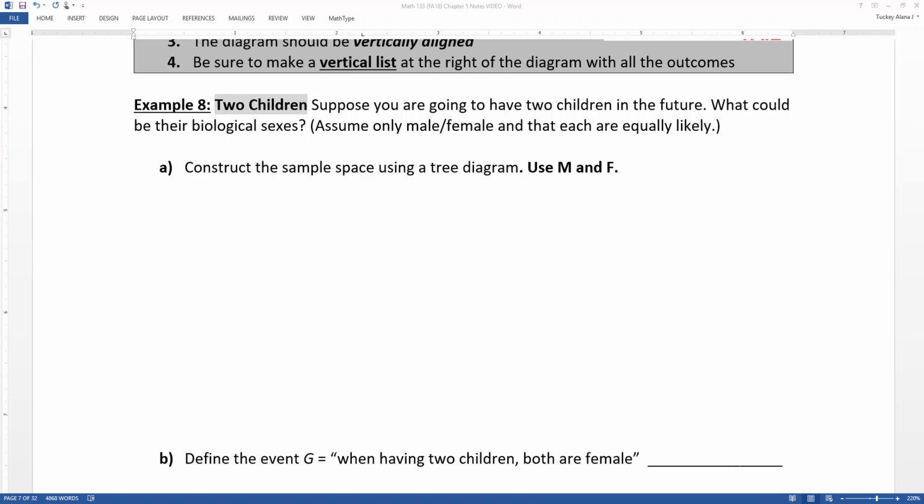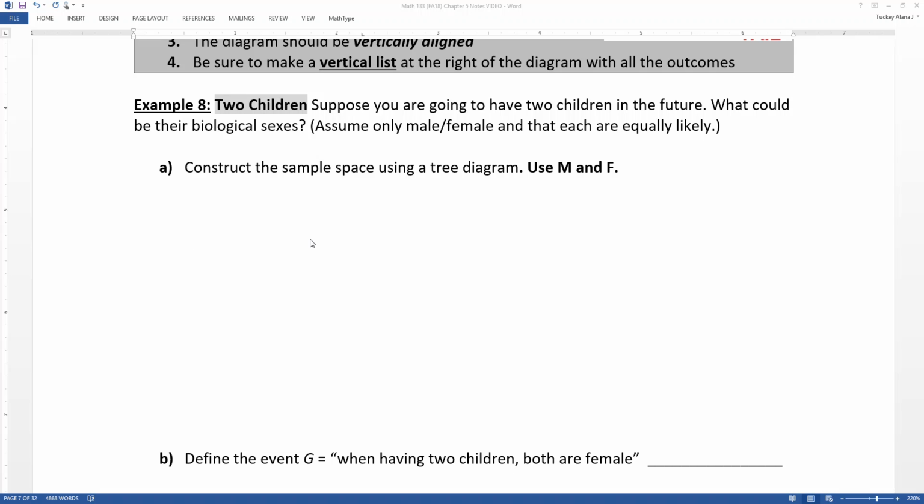So biological sex-wise, it's not only M and F. There are people that are born intersexual, so you can look those up online or in a biology textbook. And then you also have your equally likely bit, which is not actually true. Male and female are not equally likely, but they're close enough for our purposes that we're going to count.